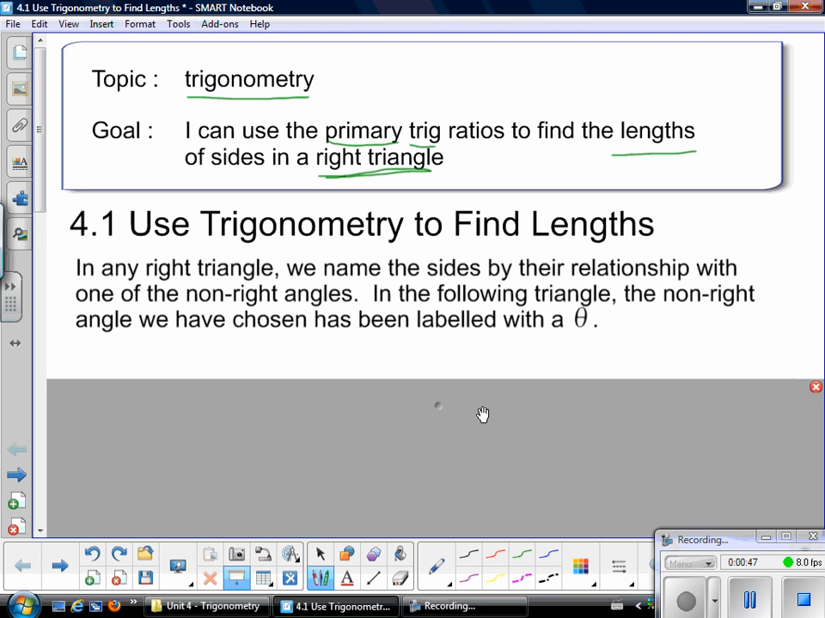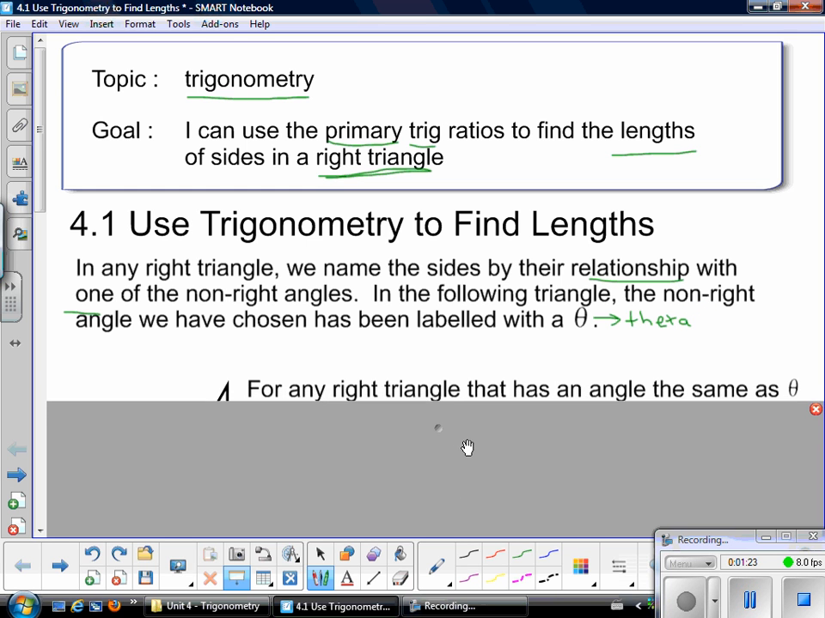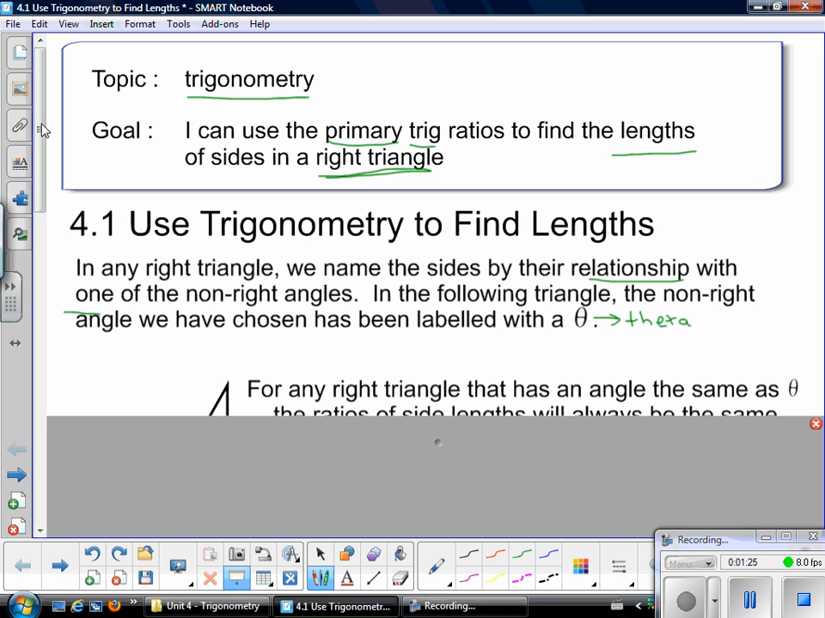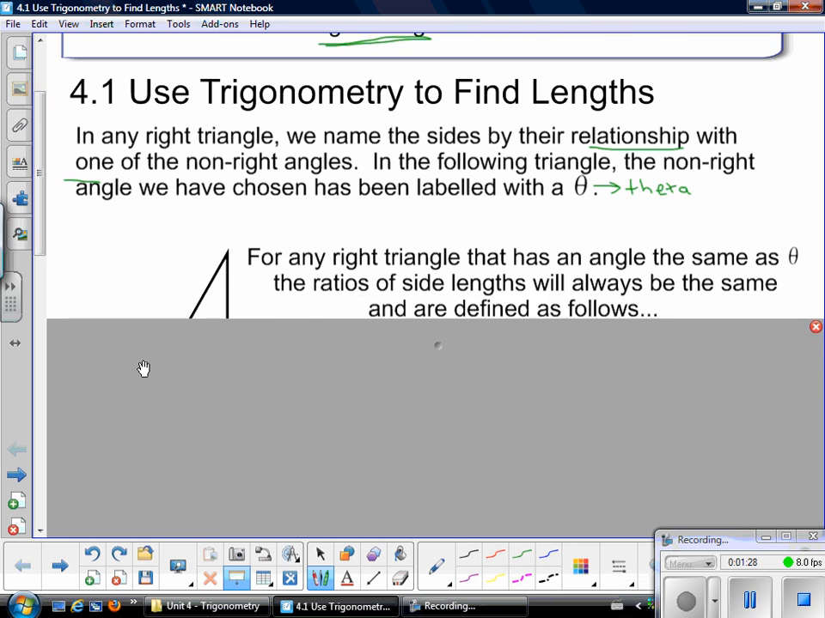Okay, so first of all, in any right triangle, we name the sides by their relationship with one of the non-right angles. In the following triangle, the non-right angle we have chosen has been labeled with this symbol here, and we pronounce that theta. Now, theta is actually a Greek letter, and we use a lot of Greek letters in science and in math.